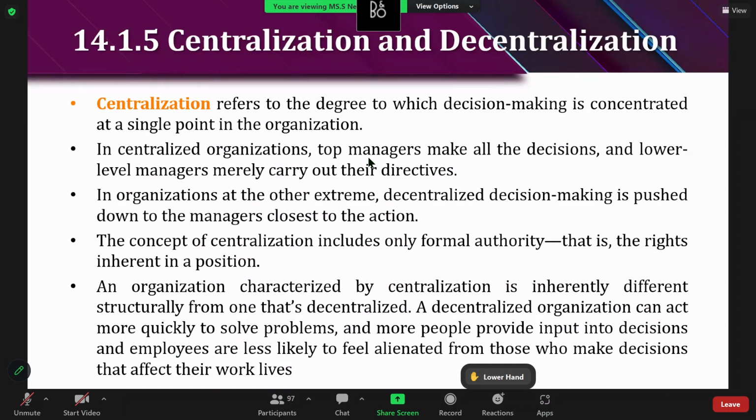So the concept of centralization includes formal authority, the rights inherent to a particular position, and an organization characterized by centralization is inherently structurally different from decentralized organizations. If the decision-making power is delegated or decentralized, then there will be fewer hierarchical levels, vertical communication would be really low, and the chain of command would be very easy to follow. A decentralized organization can act more quickly to solve problems because information sharing is really easy, and more people provide input into the decision, because decisions are made by different individuals. It's not taken by one individual or a group of individuals, unlike centralization. So many people give input to the decision-making, and that can result in the best solution being reached for a problem.